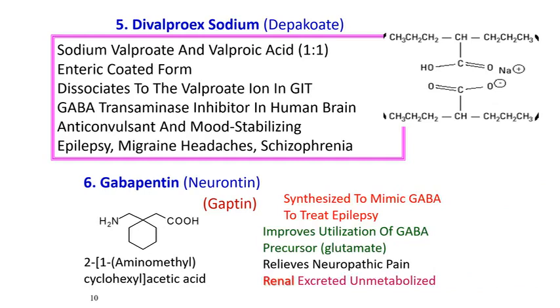The gabapentin, its mechanism of action is well known to improve the utilization of the GABA precursor, which is glutamate. The glutamate is the precursor of GABA, so it increases the synthesis of GABA in the brain, and in this way it enhances the GABA potential. It is renally excreted, unmetabolized, so please notice that such a structure is not recommended for renal patients, for those patients that are borderline kidneys or that are known to have kidney malfunctions.